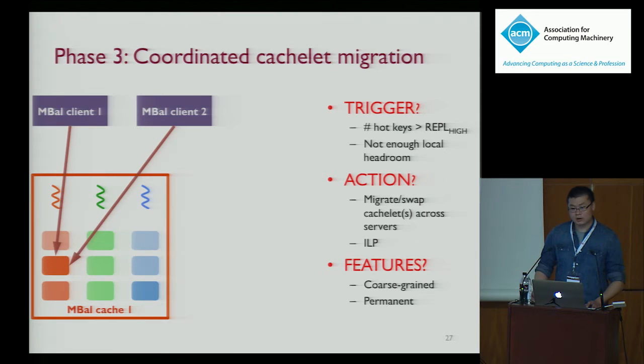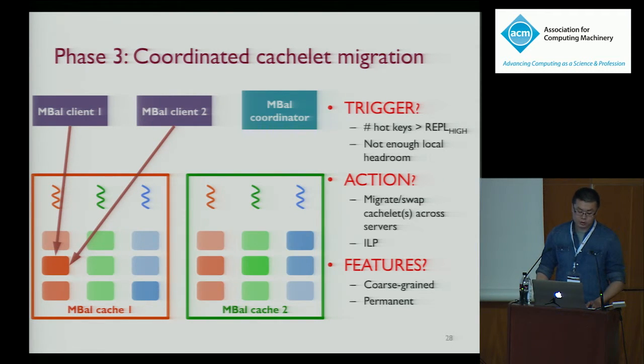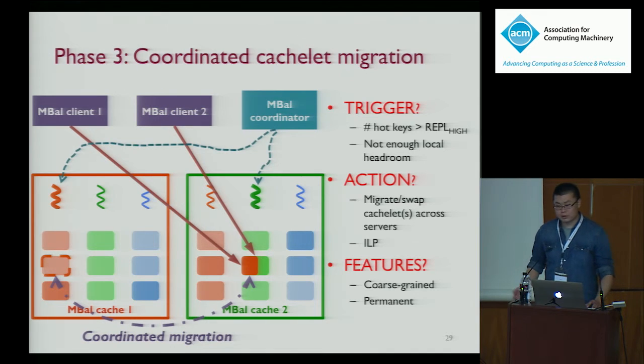The third phase is coordinated cachelet migration, where a central coordinator is involved in guiding the migrations. This phase is triggered if both phase 1 and phase 2 cannot effectively mitigate the imbalance. And just like phase 2, it also uses a linear programming model for generating the migration schedule.